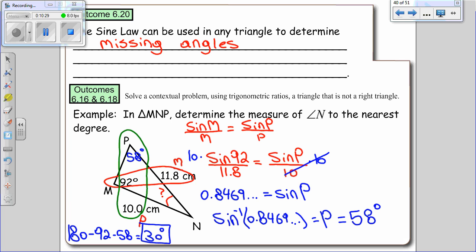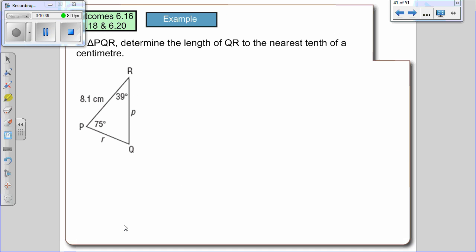Okay, these are a couple really basic questions. We'll get into a couple more here. We have 3 examples. This one says, determine the length of Q to R. So from Q to R, you're trying to find that blue side that I just highlighted.